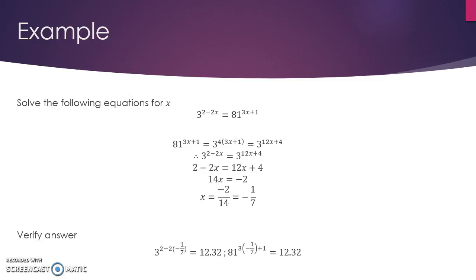The second one is fairly similar to what we just looked at. Again, identifying that 81 can also be rewritten as 3 to the power of 4. Now we chose the base 3 because we have a base 3 over this side. This left-hand side can't be taken down any further. So we break down that right-hand side to have a base 3 as well, which comes out to be 3 to the power of 4 brackets 3x plus 1. Because we have the same base, the indexes must equal each other. Again, solving for x gives us negative 1/7, and we verify our answer by putting negative 1/7 into our original equation.